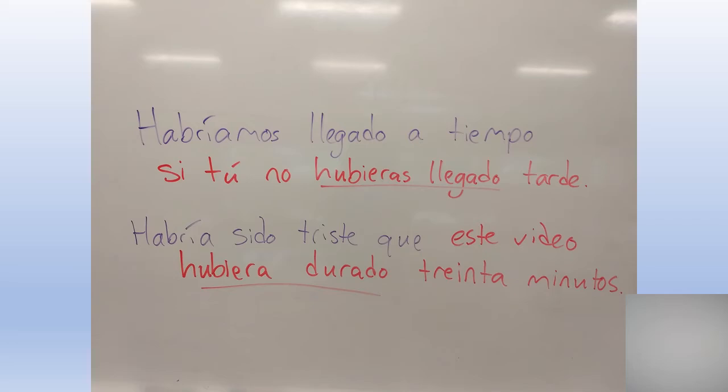So this is an example of el pasado imposible because it's describing what would have happened if this other thing had not happened. So if you had not arrived late, we would have gotten there on time. By using this tense, I'm implying that since you arrived late, we were not able to get wherever we were going on time.